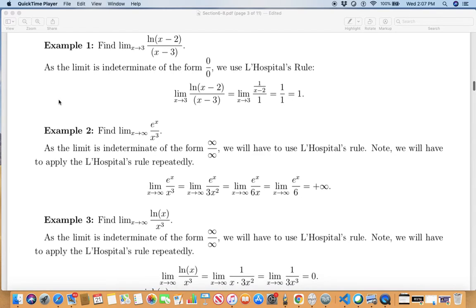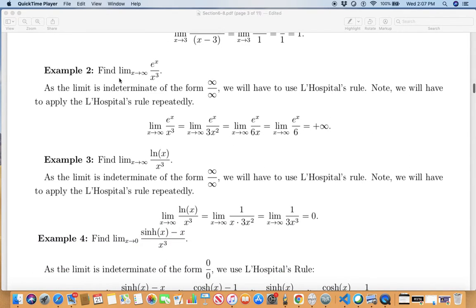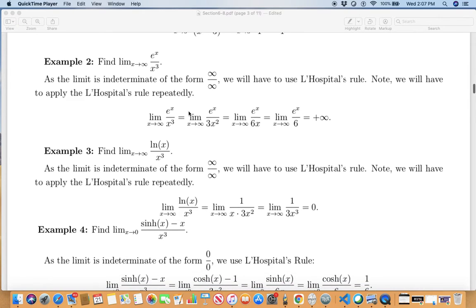Let's continue with example 2. Find the limit as x approaches infinity of e to the power x over x cubed. Notice this is an indeterminate form of infinity over infinity, so we can use L'Hopital's rule. But in this case, we will have to apply L'Hopital's rule repeatedly.